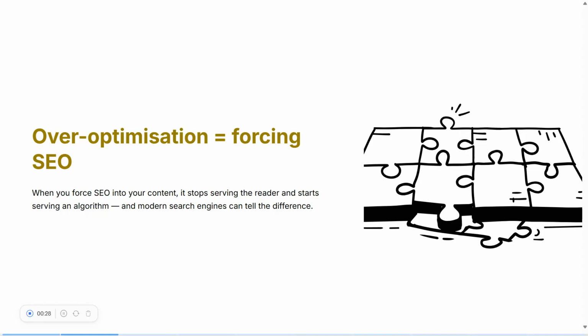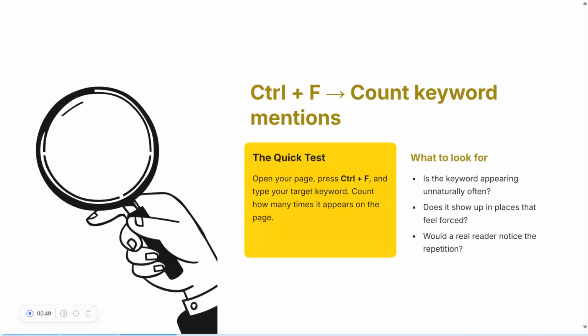Over optimization happens when someone repeats the keyword unnaturally, forces it into every heading, overuses exact match internal links, and writes for algorithms instead of humans. Google is quite good at detecting this and it often hurts rankings. Here's how to spot it.